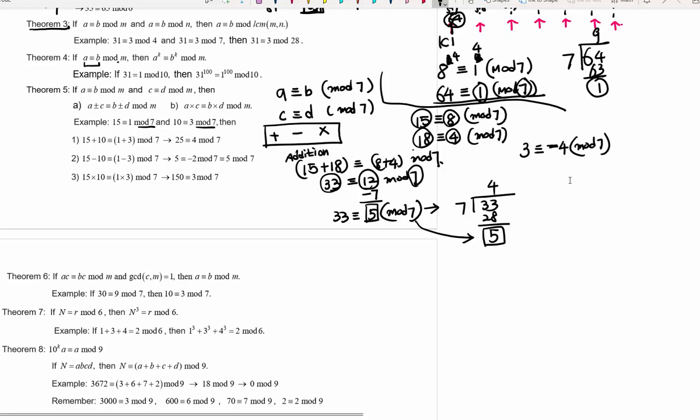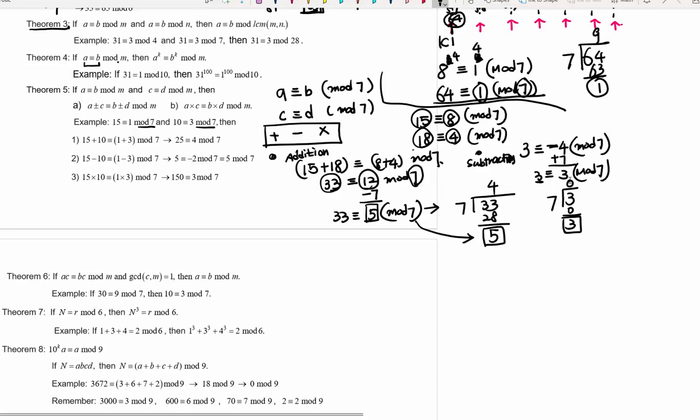Okay, so you can add 7 to make a positive small number. What is that? 3, okay? Yeah, 3 is what? 3 mod 7. This is working too, isn't it? Because when divided by 7, the remainder is 3. Is it okay? Yep. So addition and subtraction, they're already working, okay?